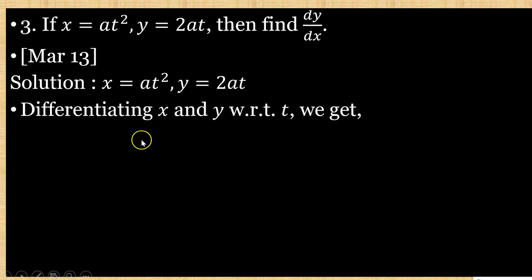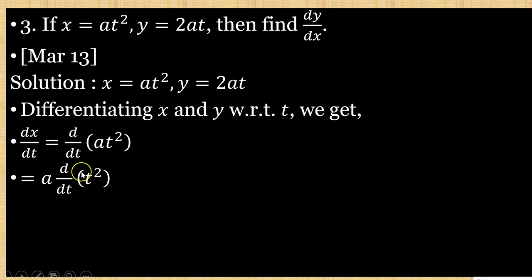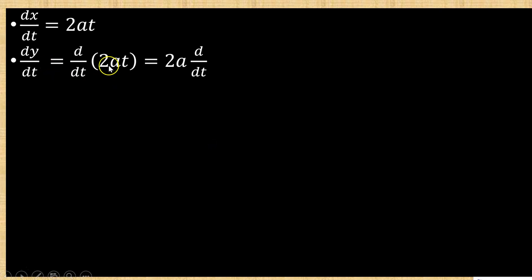Okay, x and y. dx/dt: a is a constant. The derivative of t² will be 2t. That is a × d/dt of t², that is a × 2t, that is 2at. Next, dy/dt: that is the derivative of 2at. 2a is again a constant. The derivative of t is 1 again. That is 2a × 1, 2a.